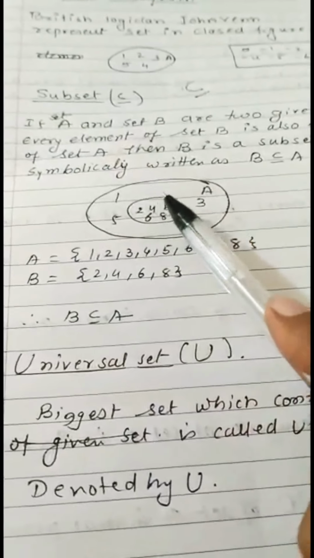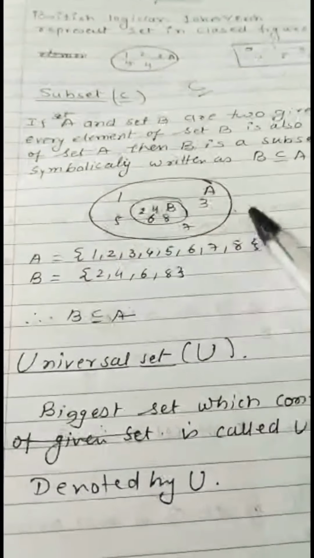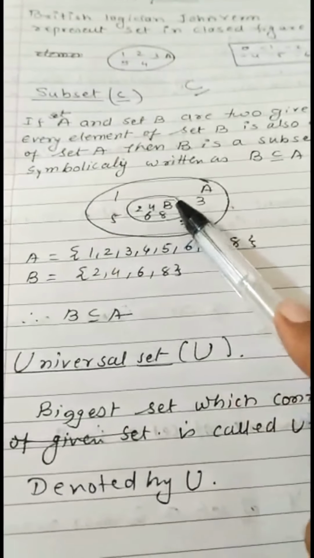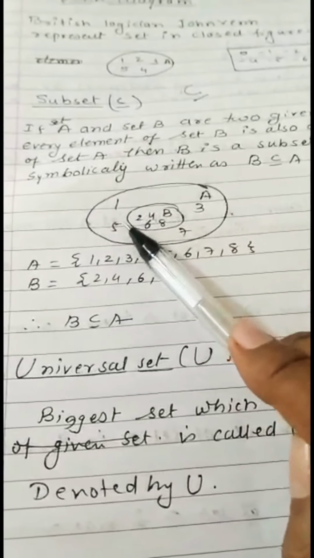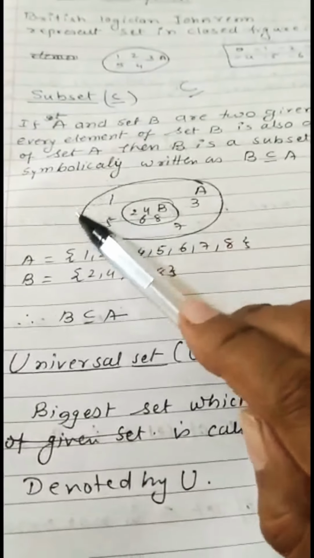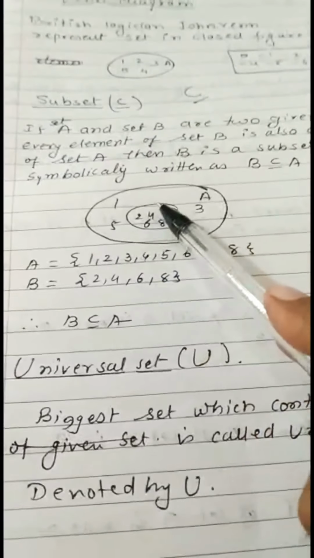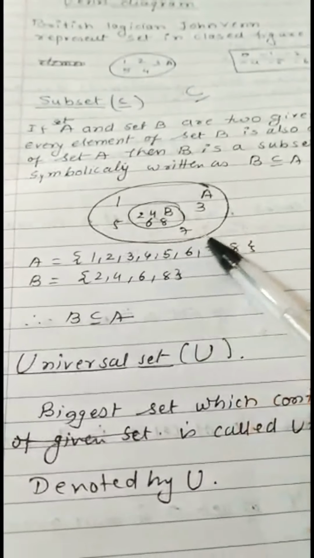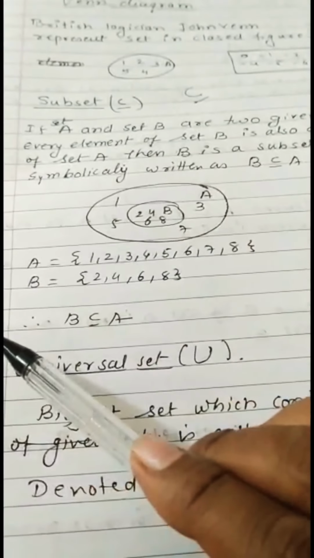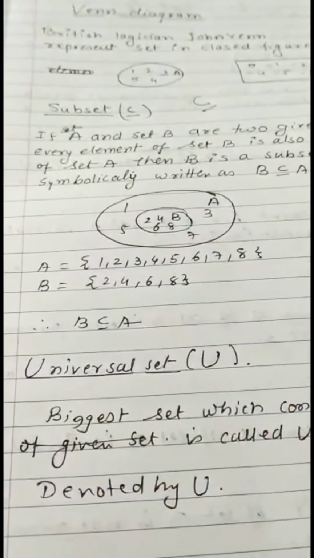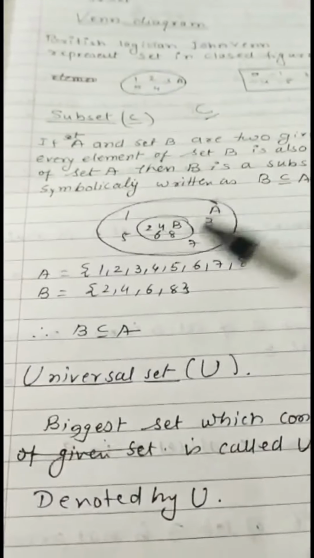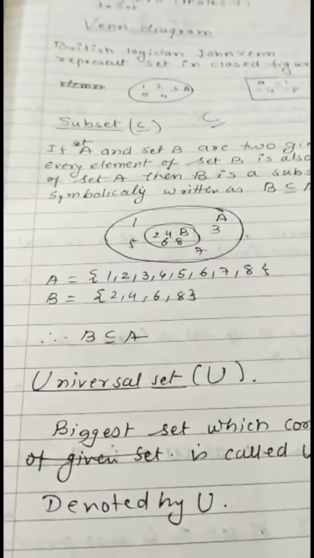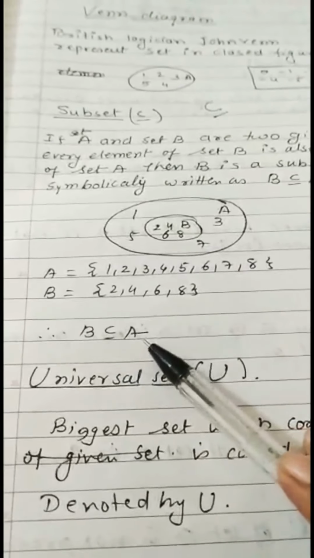If you see the residence, this is Mumbai, this is Maharashtra. All the people staying in Mumbai are also residents of Maharashtra. So Mumbai is a subset of Maharashtra. Same, if the elements of B are in A, then B is called a subset of A.